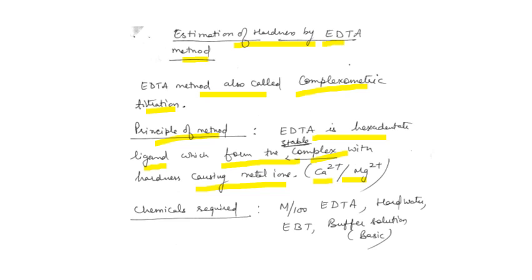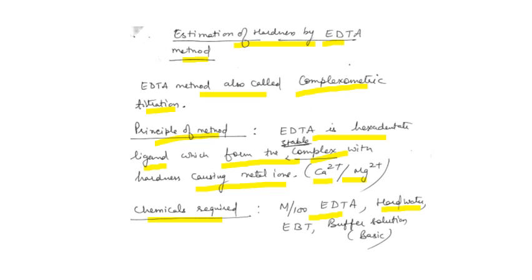So the main principle here is forming the stable complex. On the basis of that, we can estimate the hardness of our water sample. EDTA is one of the most important requirements for the estimation of the hardness, but some other chemicals are also required. The standard solution of EDTA, we take M/100 EDTA. It's a molar solution, and we have the hard water sample.